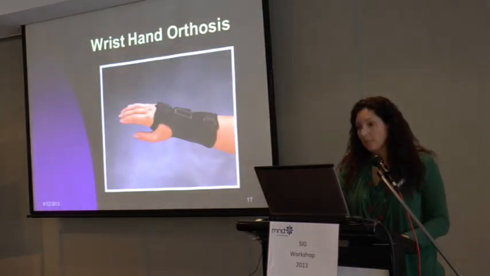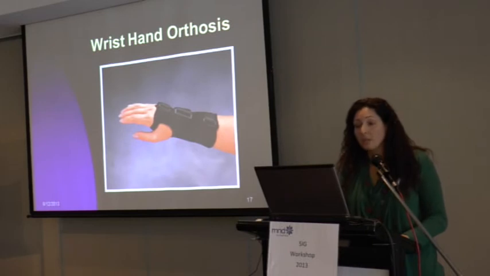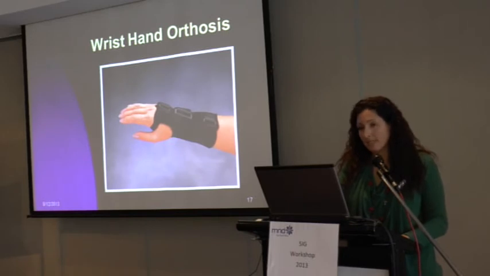So this is an example of a wrist hand orthosis. It's used in the community to treat a lot of conditions. It just supports the wrist when it's weak and frees up the fingers.